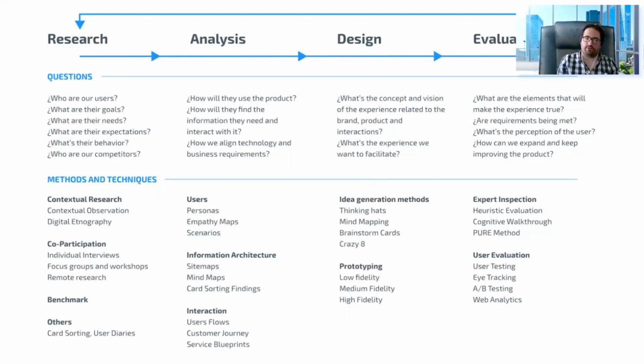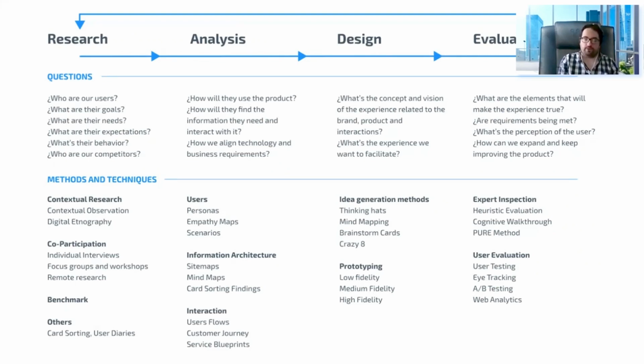When you're doing research, you want to know who are your users, what are their goals, what are their needs, right? And within the methods and techniques, you can do contextual research, for example. You can go out there and basically observe people and how they use mobile phones, how they navigate a website, or, if you want to do more interesting products or services, you can go to a supermarket and learn how people buy at supermarkets and things like that.